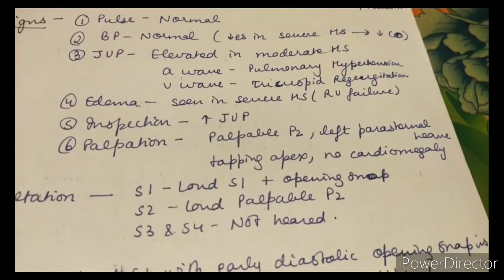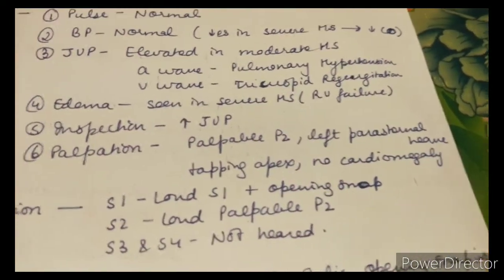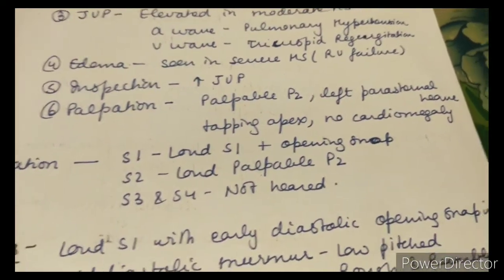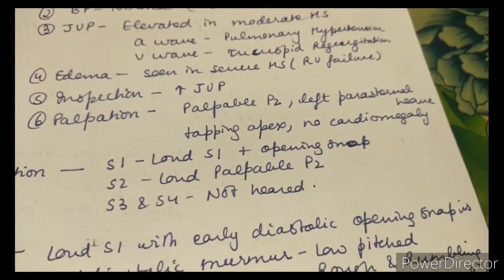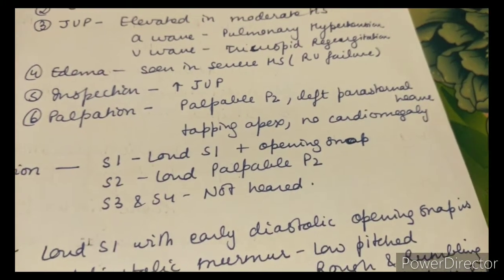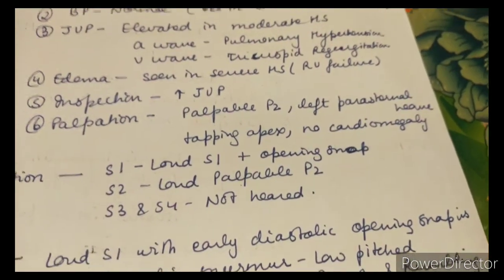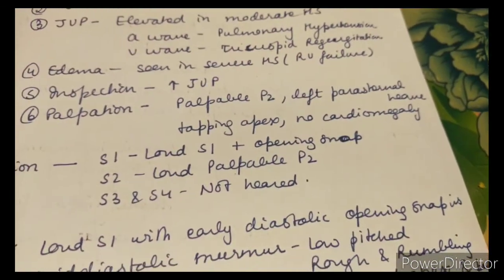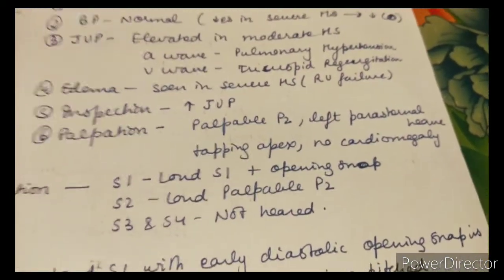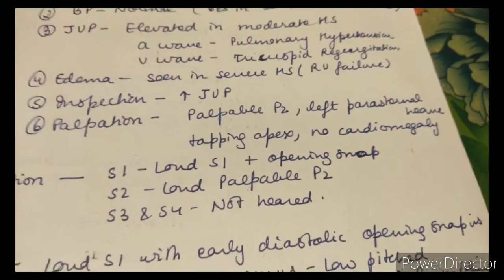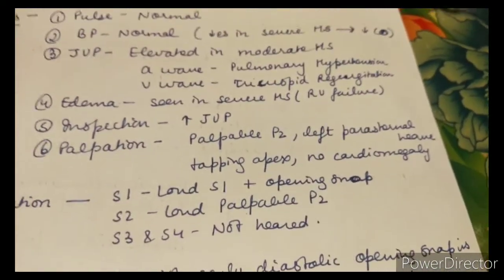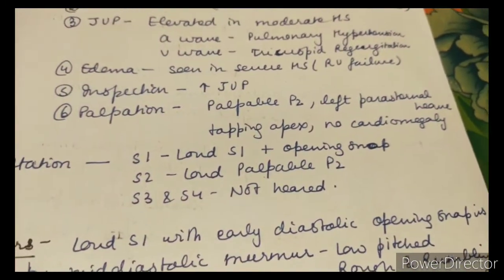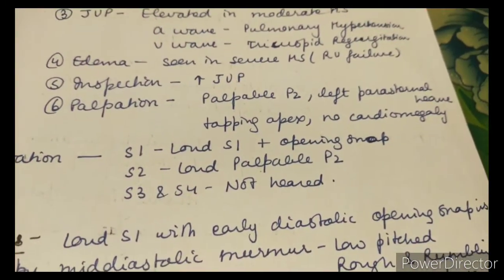Edema is seen in severe MS due to right ventricular failure, and then on inspection you can see increased JVP, and on palpation you can see the palpable P2. Now this S2 heart sound is of that only a P2 is a component. You have the pulmonary valve and the aortic valve both together produce the S2 sound, so the P2 is due to the pulmonary valve closure. So you can hear the palpable P2 and left sternal heave.